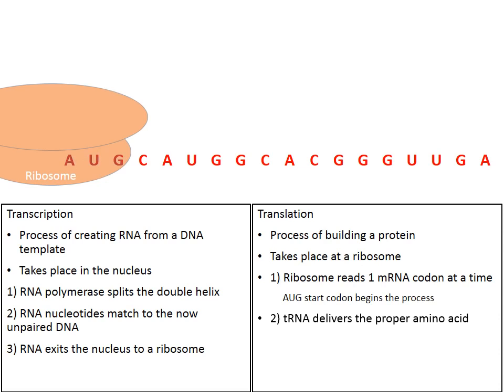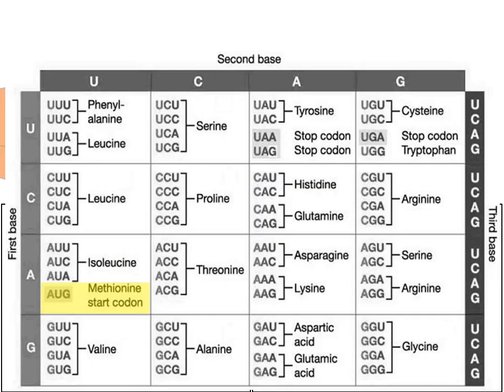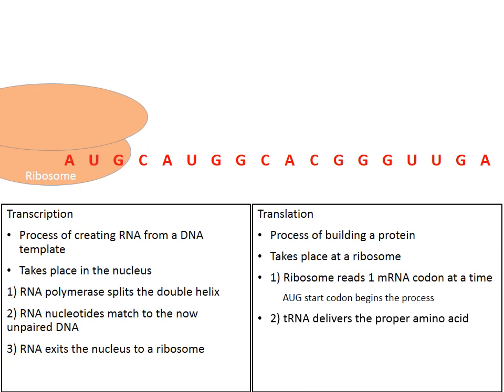Okay, so the notes say that tRNA delivers the proper amino acid, but how do we know what the proper amino acid is? Well, that's when we look on the genetic code chart that you may have printed out earlier. Notice how the codon is AUG. Let's find AUG on this genetic code chart. I've highlighted AUG. AUG is the codon for an amino acid called methionine. So because the codon is AUG, transfer RNA is going to deliver the amino acid called methionine. MET is the abbreviation for methionine.